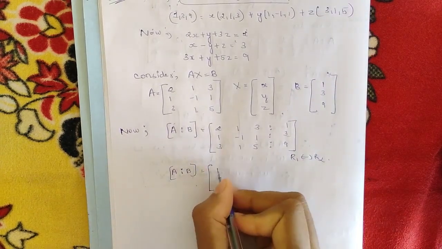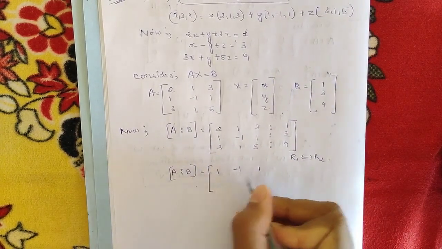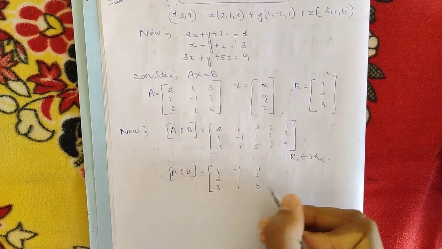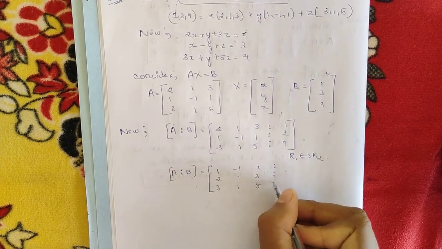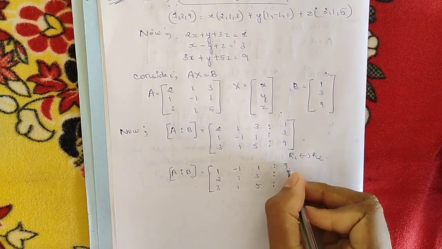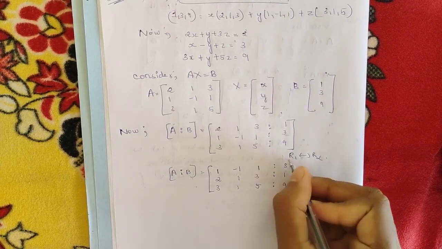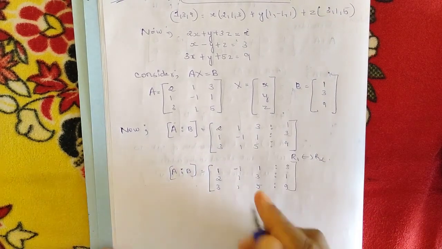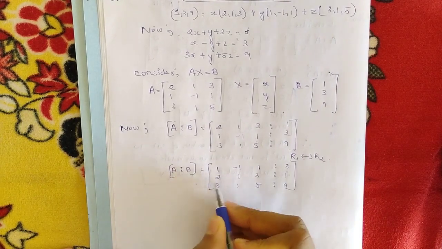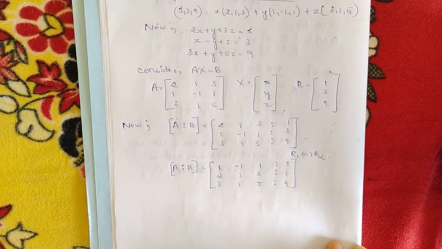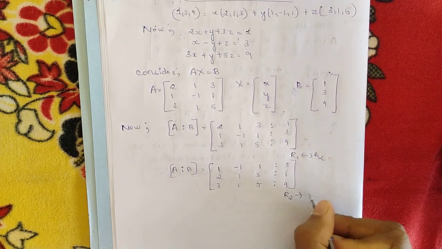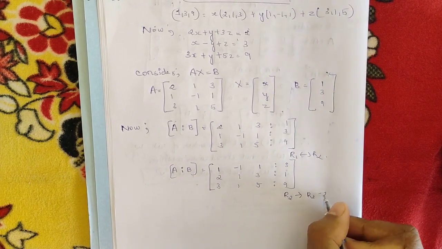After interchanging, we will be getting the first row as 1, minus 1, 1, 2, 1, 3, 3, 1, 5. Okay. Now, in order to make the first two elements equal to 0, what condition should we be applying? R2, that is the second row, should be equal to R2 minus 2R1.